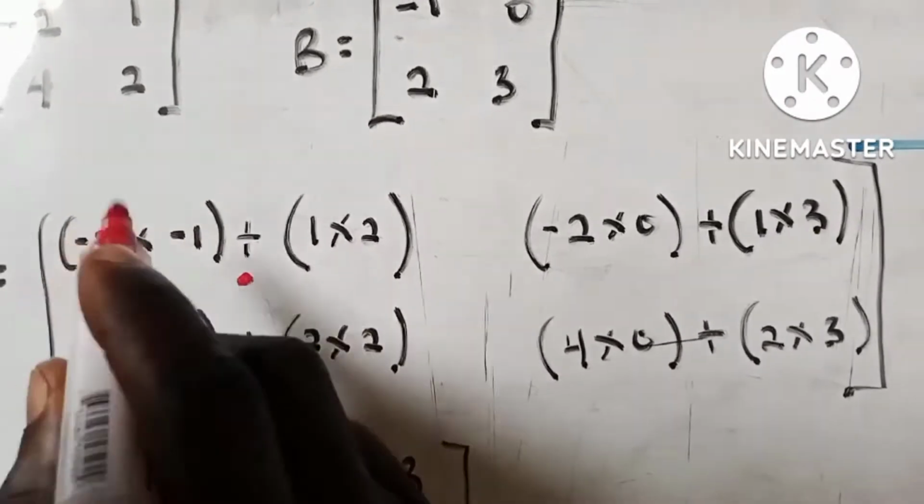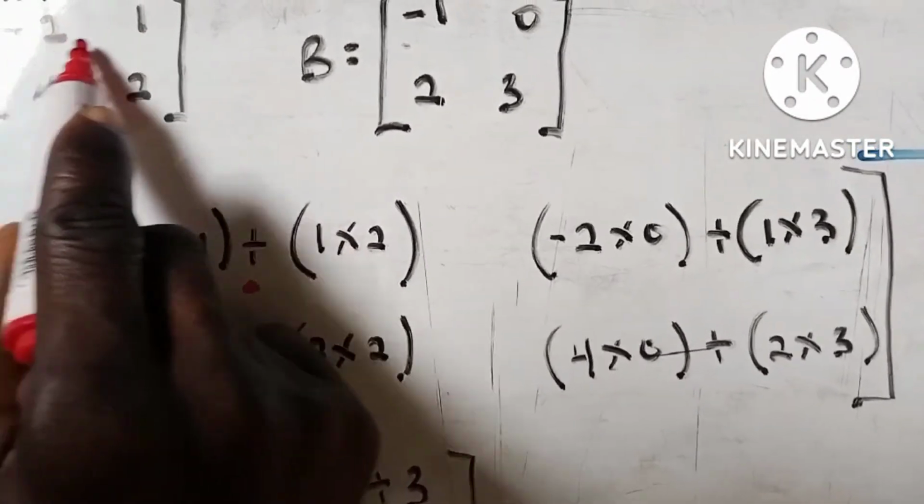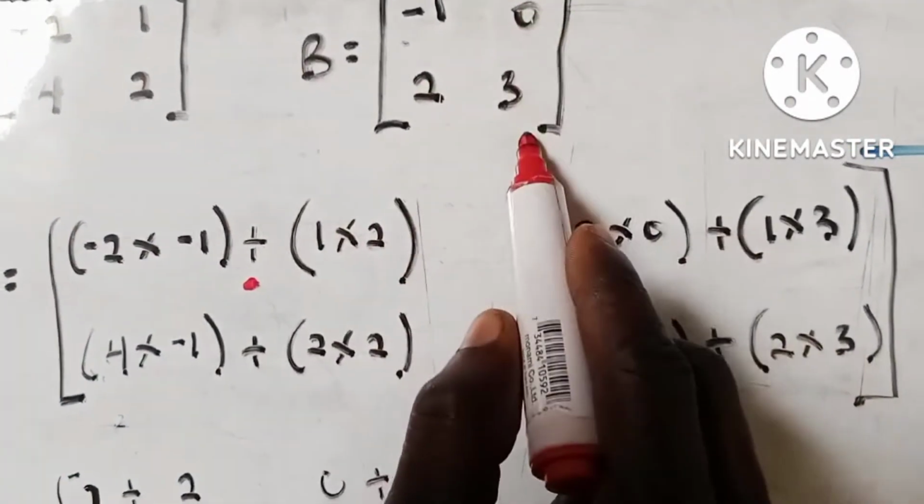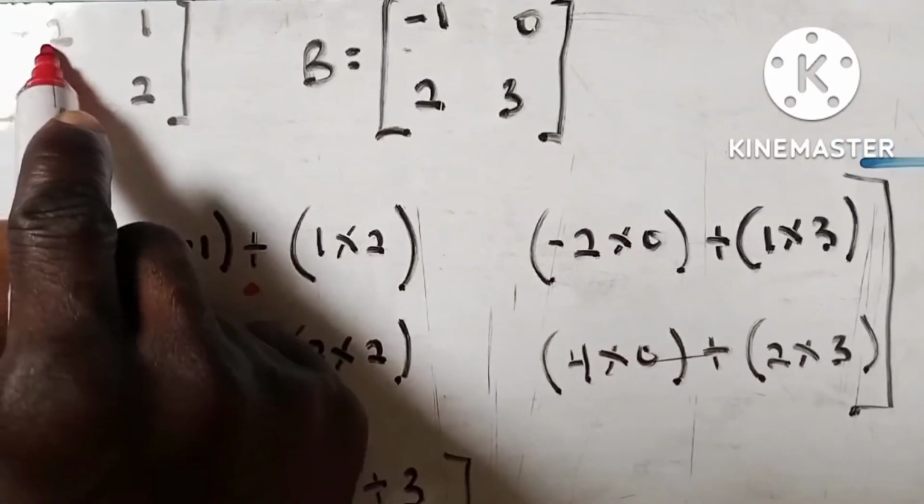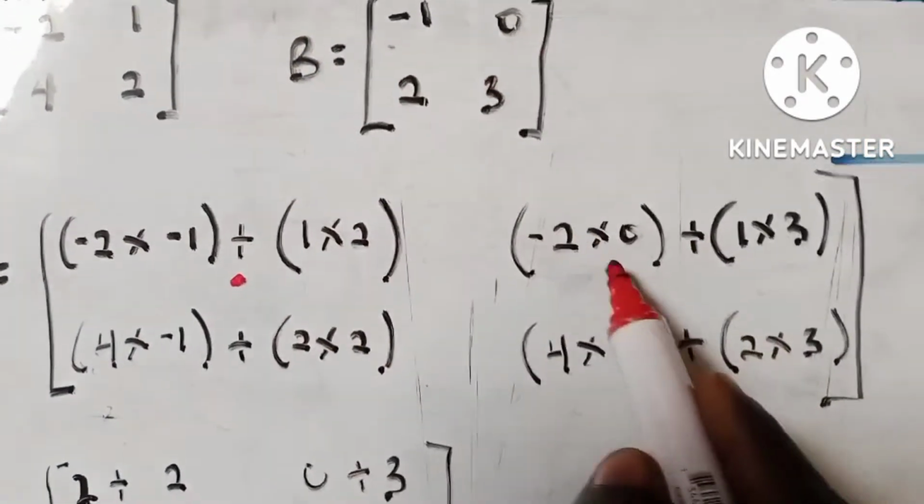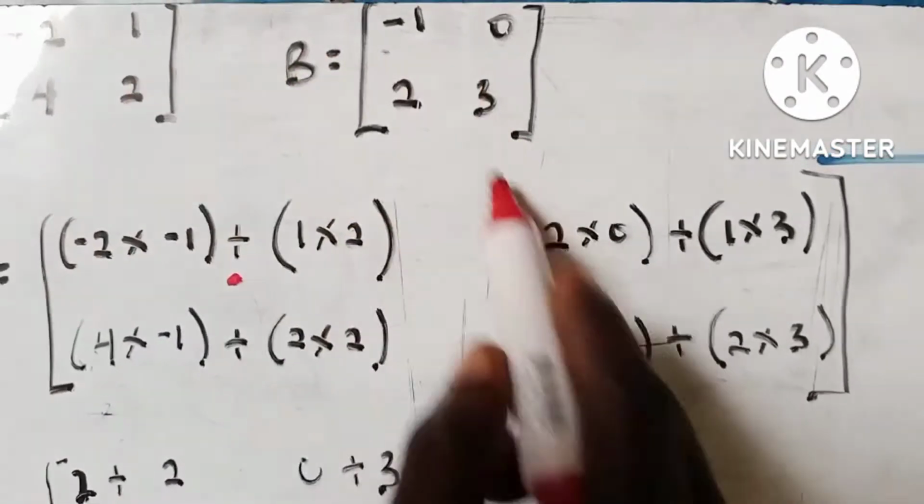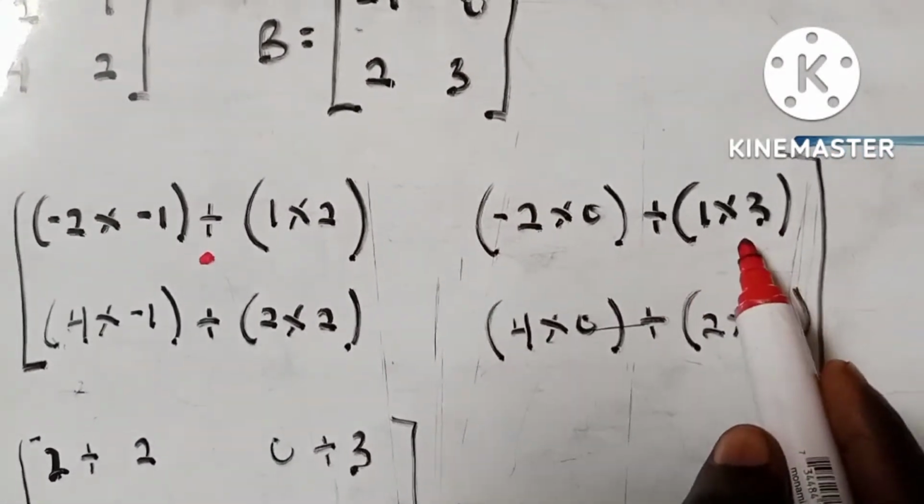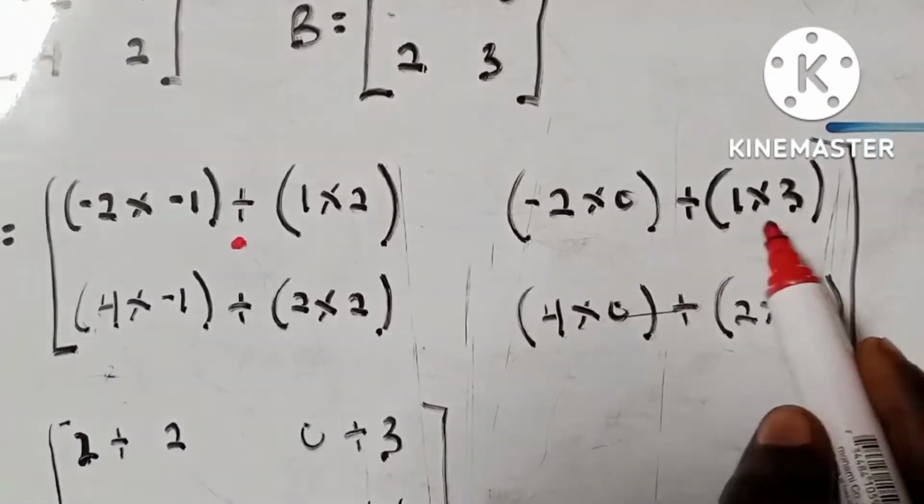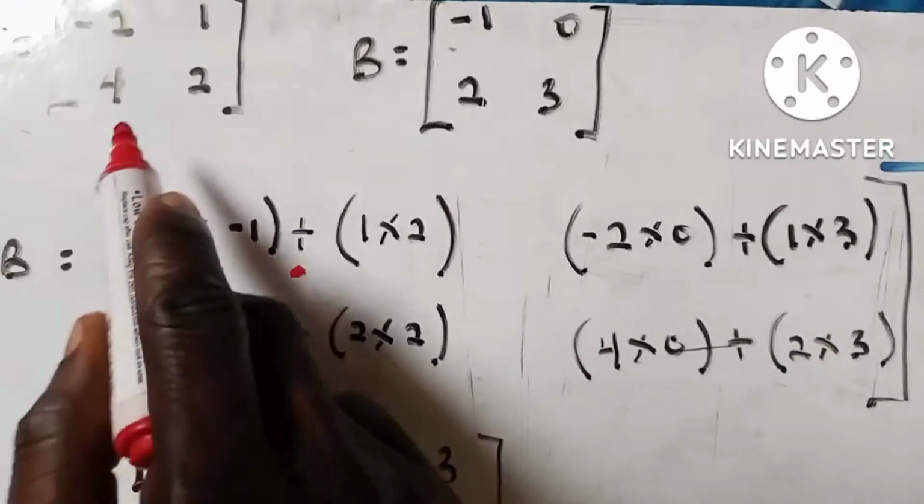So the second one is the same scenario, the same number here is going to multiply the 1 at the down. Is that okay? So -2 multiplying the 0 here, and then 1 multiplied by the 3. Is that okay? So this is a very simple method here. Now once you are done, the same thing applies to the down one.